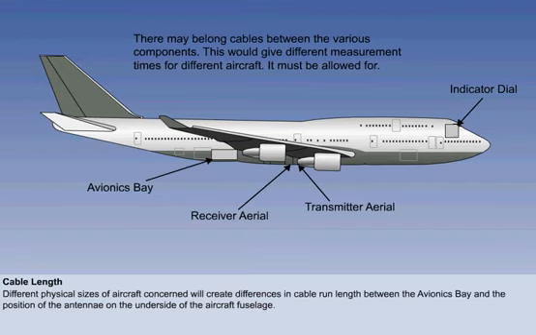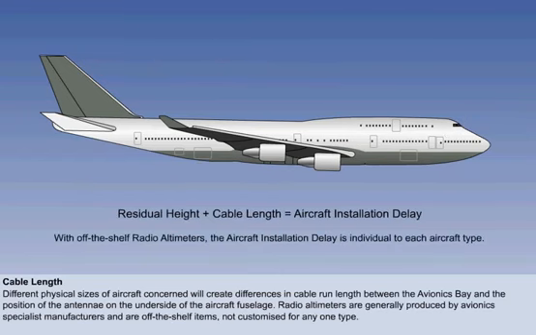As radio altimeters are generally produced by avionics specialist manufacturers, not aircraft manufacturers, they tend to be off-the-shelf items, not customized for any one type. The combination of residual height and cable length is known as aircraft installation delay and is individual to each aircraft type. Let's summarize this lesson.